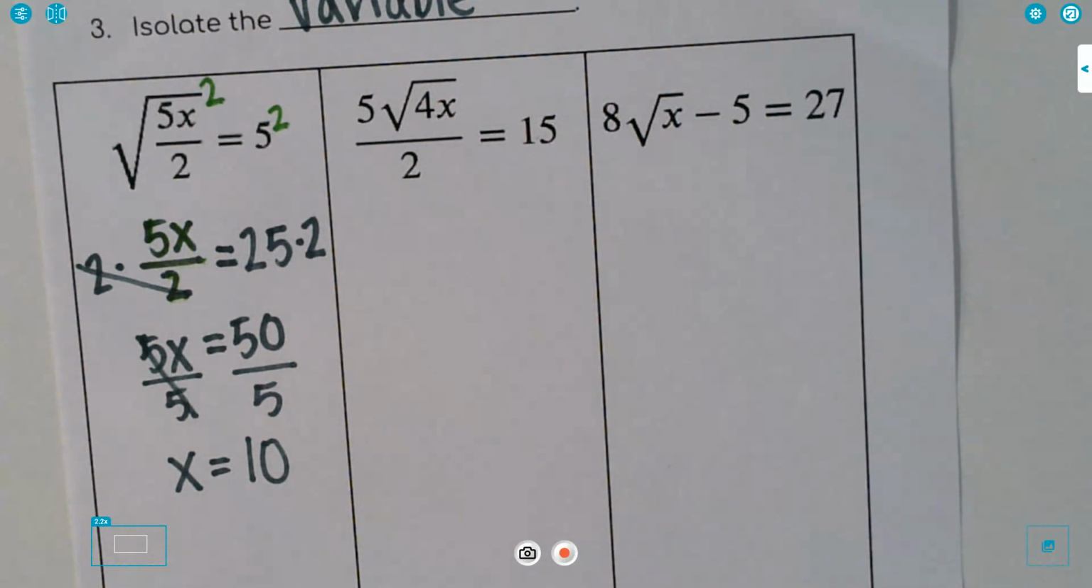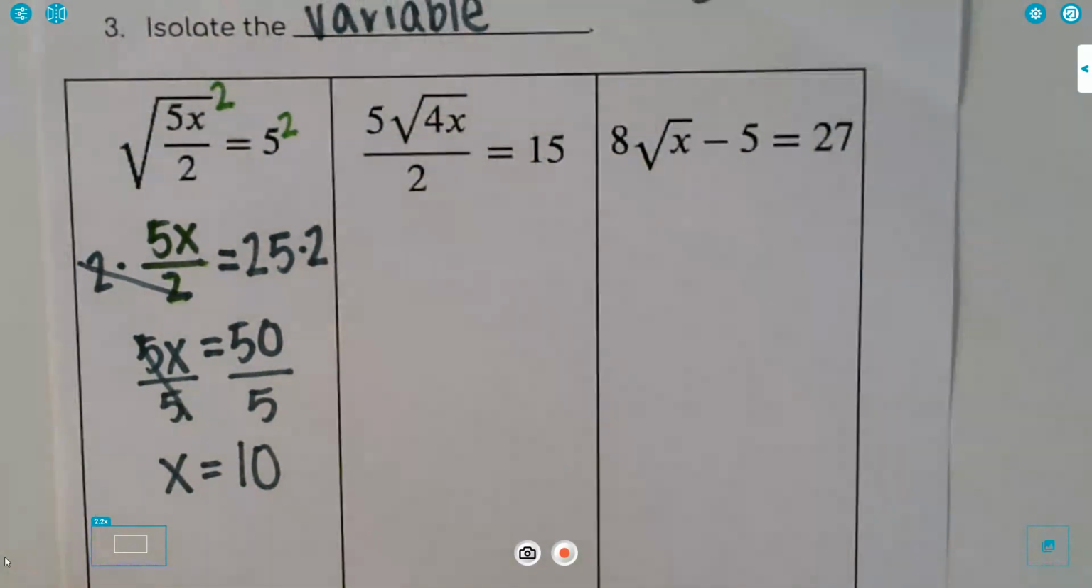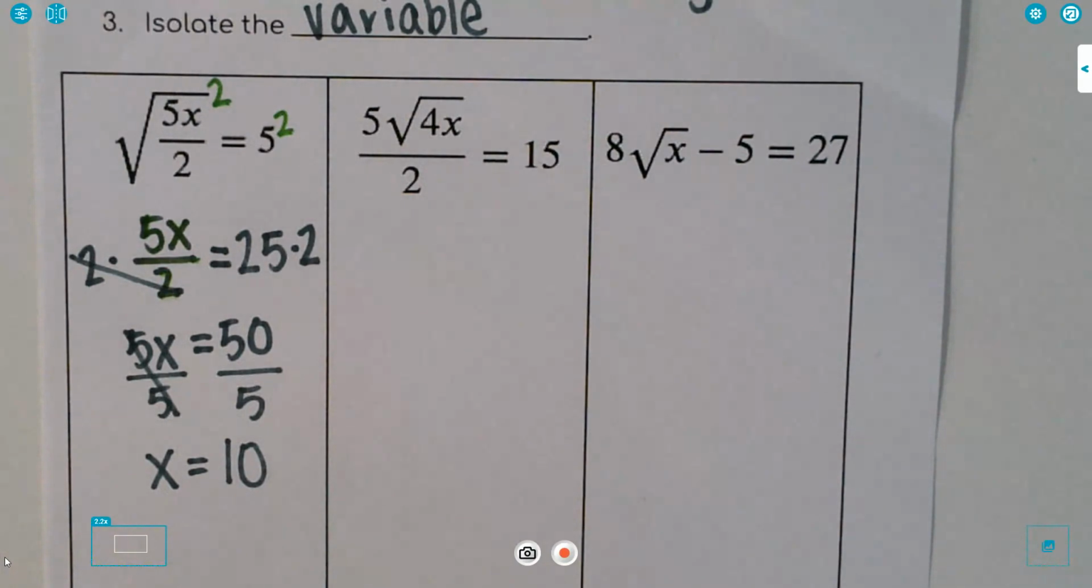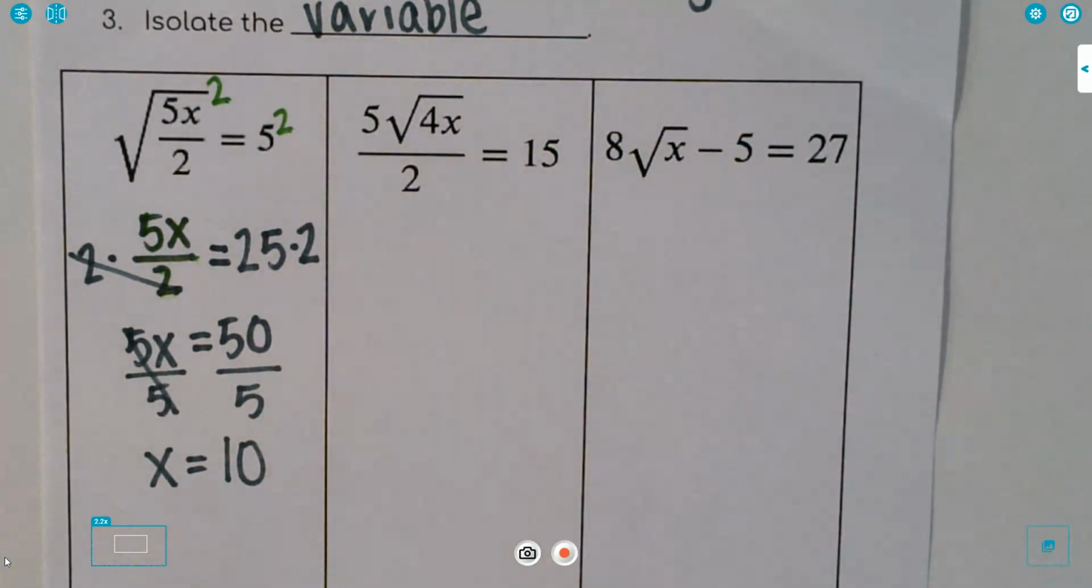We are going to go from here now. We are going to solve this second equation. So same thing, we're going to get rid of this 5 and this 2 first. With that 5 and that 2, we're going to get rid of the 2 first. The reason why we're doing this at the beginning is because it is outside the square root. So see how that 5 and 2 are outside the square root and the 4x is what's inside?